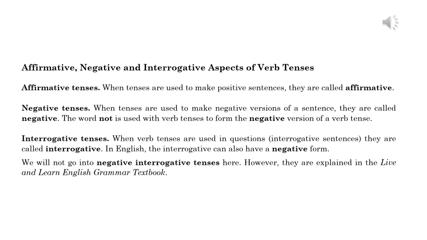Affirmative tenses. When tenses are used to make positive sentences, they are called affirmative. Negative tenses. When tenses are used to make negative versions of a sentence, they are called negative. The word not is used with verb tenses to form the negative version of a verb tense. Interrogative tenses. When verb tenses are used in questions, interrogative sentences, they are called interrogative.